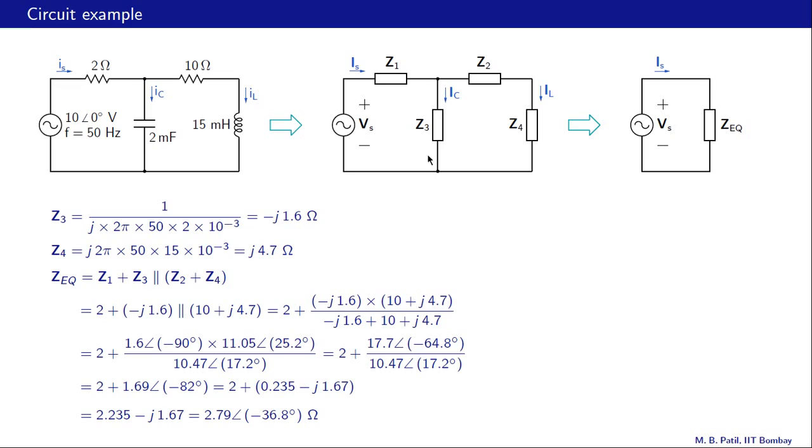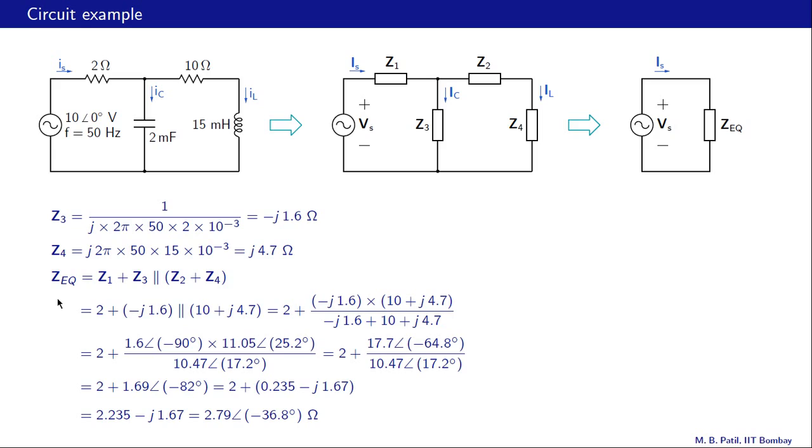15 millihenry becomes Z4, where Z4 is j omega L. Omega is 2 pi times 50, and that is multiplied by L. So that turns out to be j 4.7 ohms. And now the next step is we can calculate the equivalent impedance of this combination, and this is exactly like series parallel resistor combination. We have Z2 and Z4 in series, that combination in parallel with Z3, and the whole thing in series with Z1. So that is what Z equivalent is: Z1 plus Z3 parallel Z2 plus Z4.